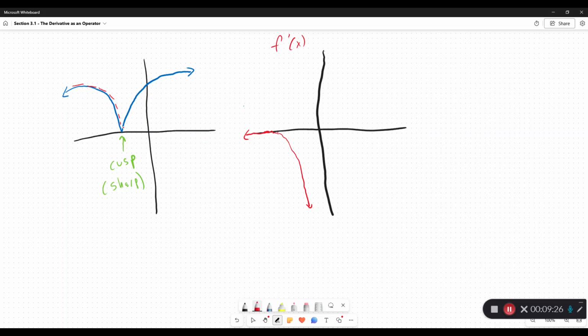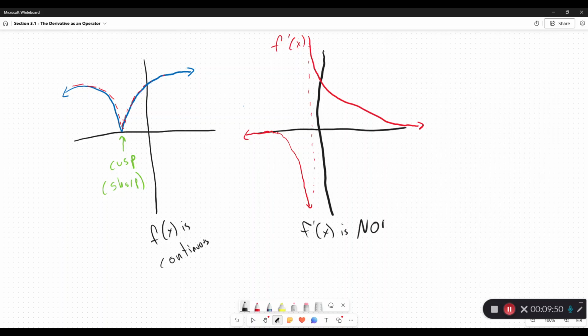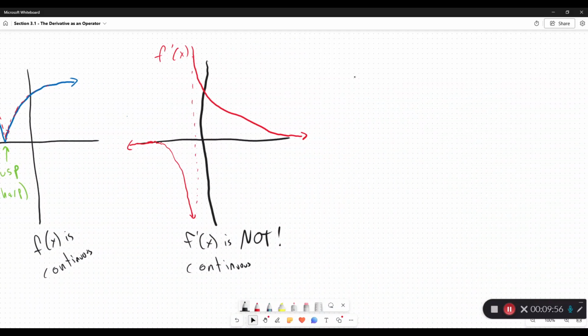Now, what happens immediately after that? Suddenly, we're all positive. There are positive slopes. And then they sort of fade out to 0. And what's curious is that f of x is continuous, but f prime of x is not continuous. So, we can summarize this as such.